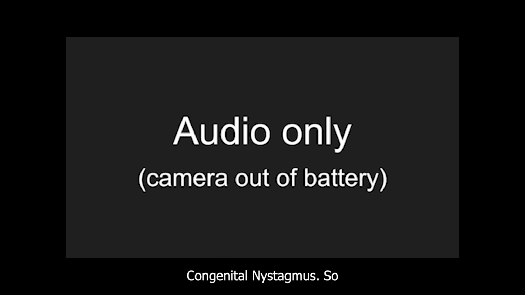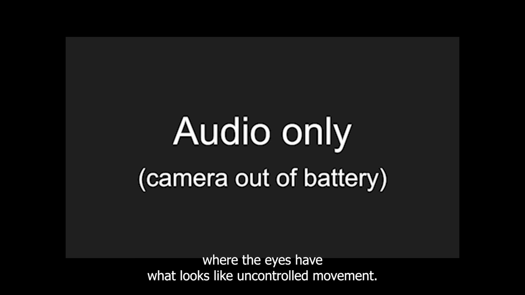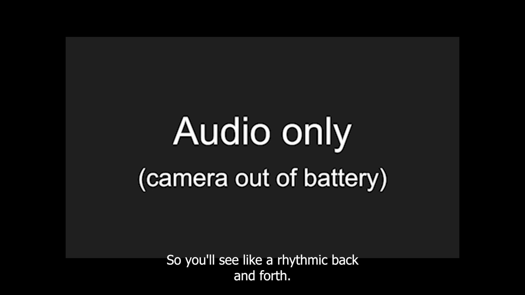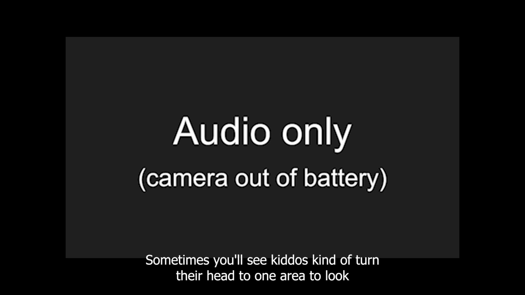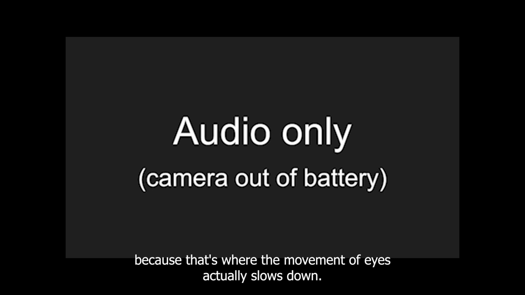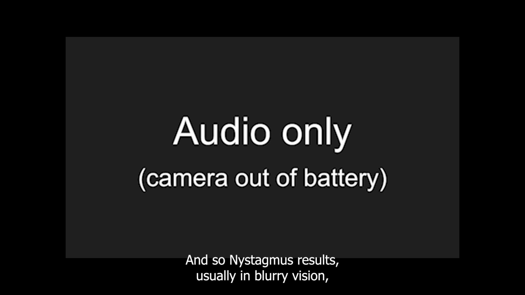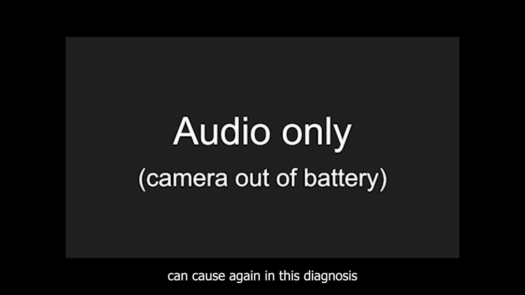Congenital nystagmus is a condition where the eyes have what looks like uncontrolled movement, so you'll see a rhythmic back and forth. Sometimes the nystagmus is in a different direction. Sometimes you'll see kiddos turn their head to one area to look, because that's where the movement of the eyes actually slows down. That's called their null point. Nystagmus usually results in blurry vision. Optic nerve hypoplasia and atrophy can cause, again, a nystagmus type of lack of ocular motor control.